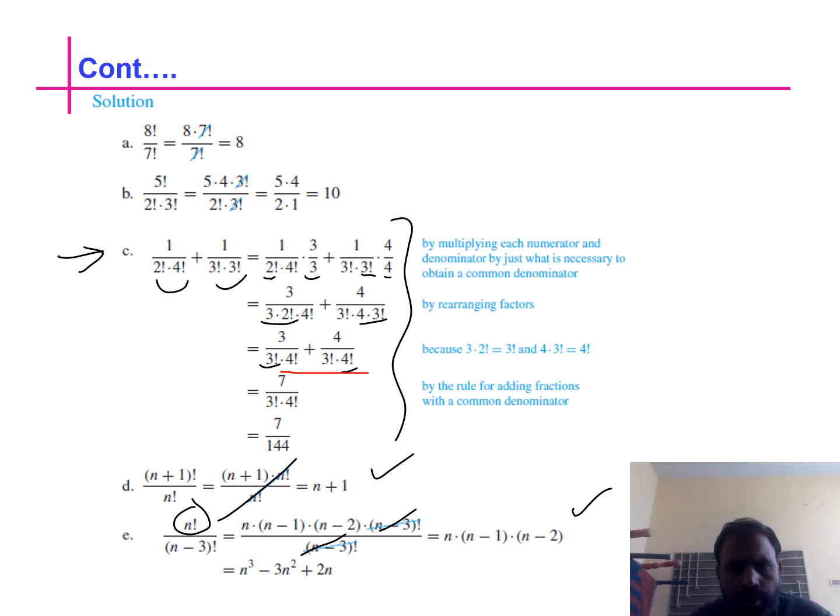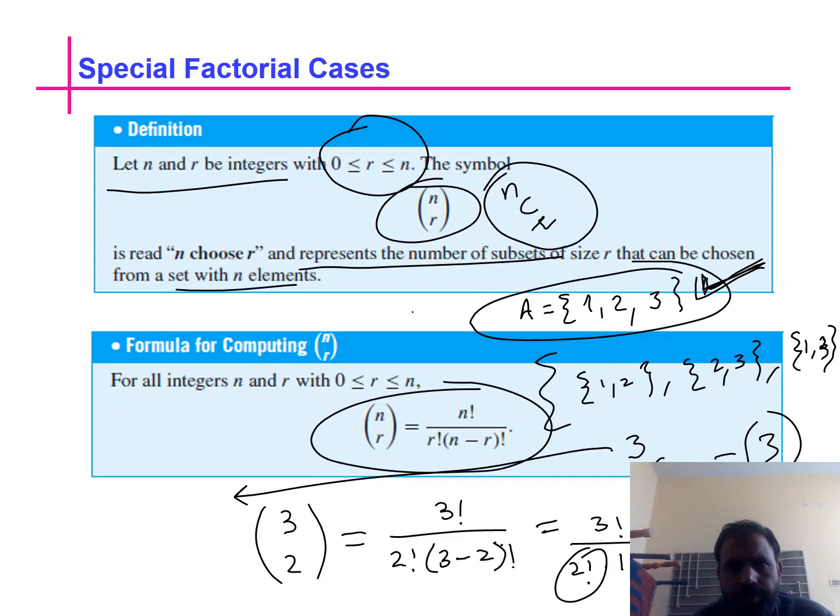And for (n plus 1) factorial over n factorial, that is (n plus 1) into n factorial over n factorial, so we cancel out these n factorial, and the answer will be n plus 1. Similarly, for n factorial over (n minus 3) factorial, we easily solve. We reduce it up to n minus 3, so we can cancel out, then the answer is n into (n minus 1) and (n minus 2).